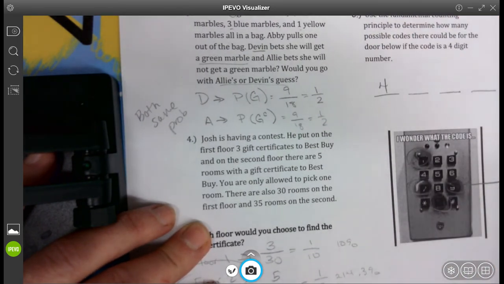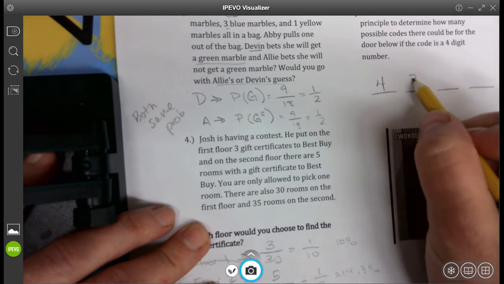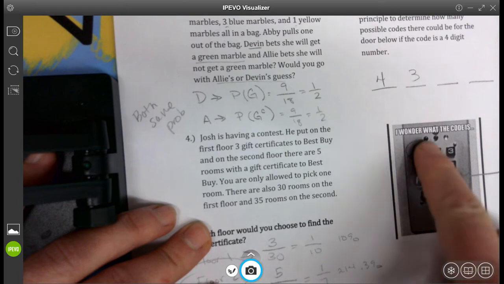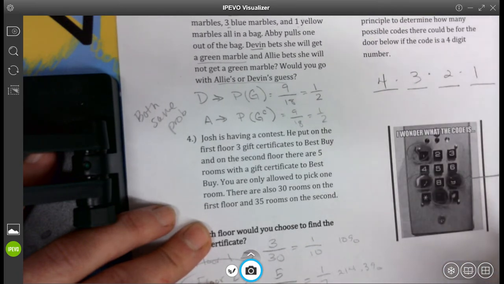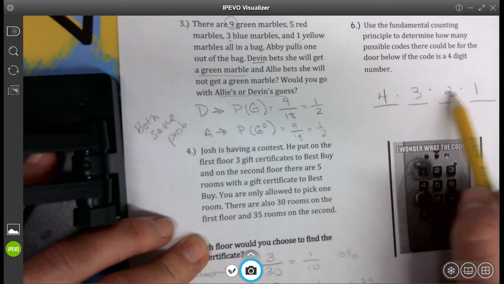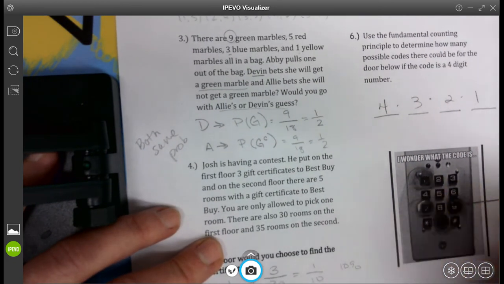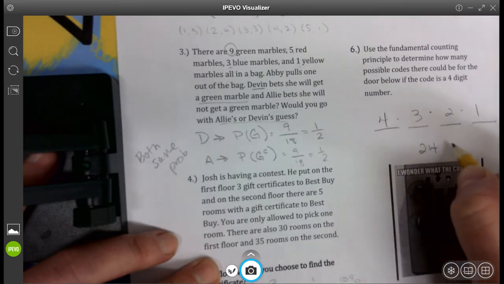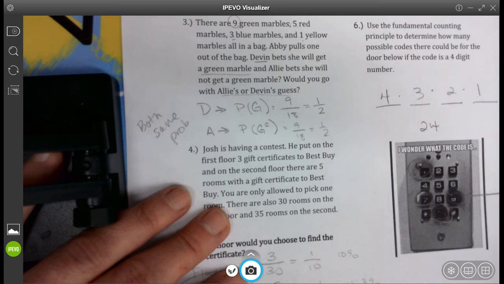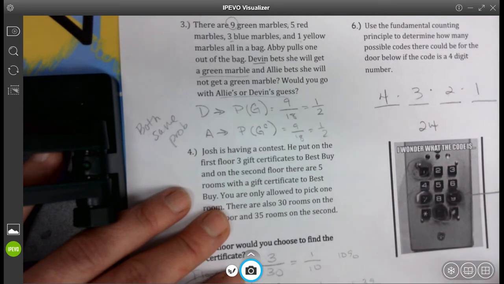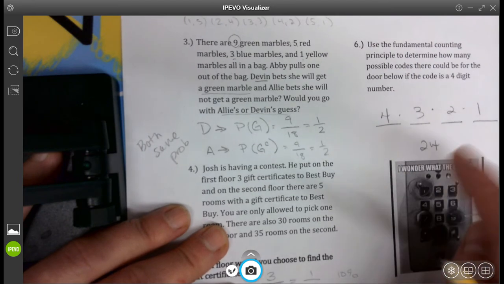Say the first one's a 9. We use it. How many more do you have left to choose from? 3. Say it was 0. Then you have 2 to choose from, and then 1. So the fundamental counting principle says multiply your ways together if you're going right in a row. If you do something, and then you do something, you do something, and then you do something, you multiply all your ways together. So if you're standing at the back door and you're like 9071, that's not it. 9701, that's not it. 9710. How many different ways are there? There's 24 ways.